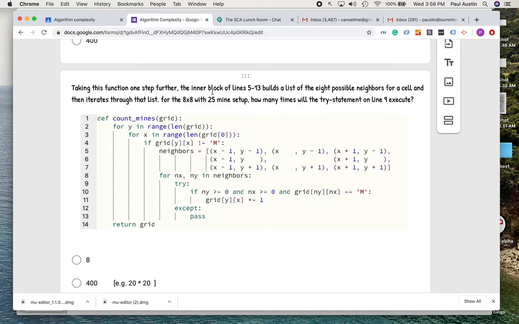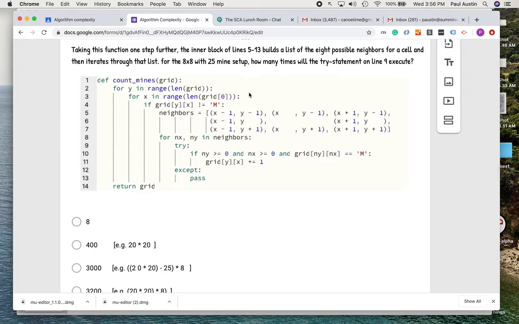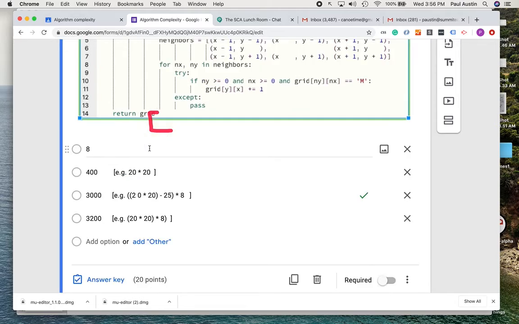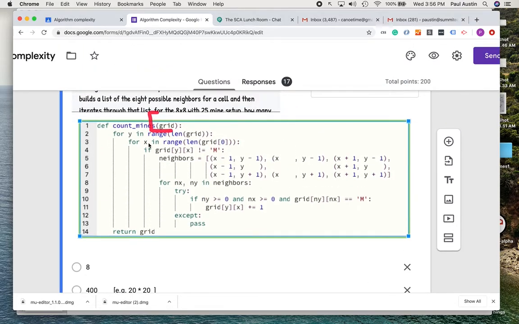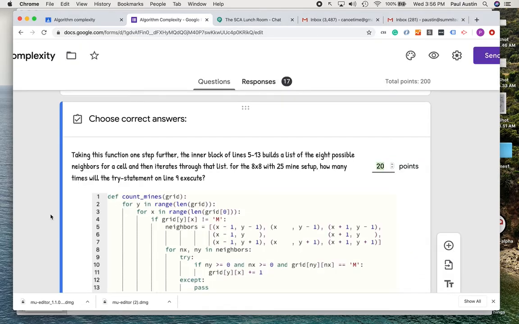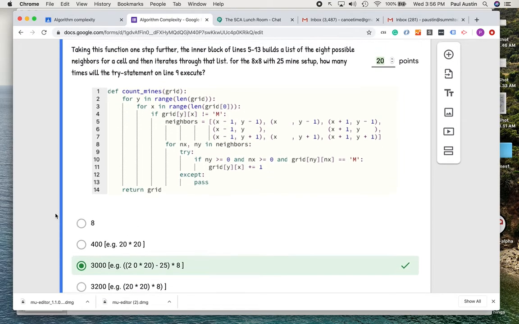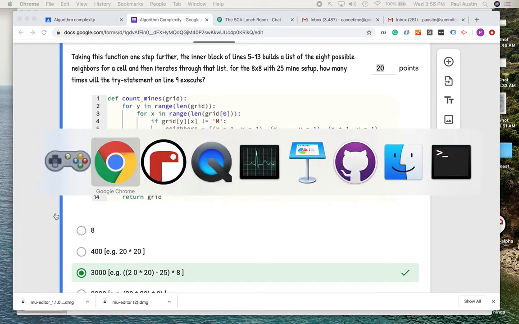Taking this function one step further, the inner block of lines 5 through 13 builds a list of the 8 possible neighbors for a cell and then iterates through them. What are these neighbors? So this is a part here. It says neighbors right there. How many times will the try statement on line 9, that's right here, execute? If I click on this the right way, it goes away. There we go. Oh, wait, it showed you the answer. Well, we'll explain it real quickly. Let's look at those neighbors for a second. I have a slide right here.